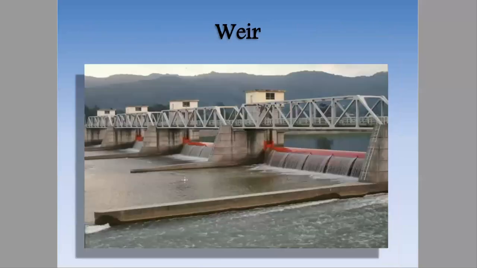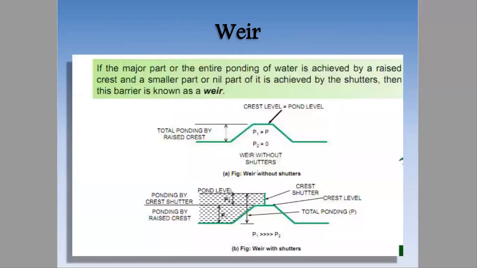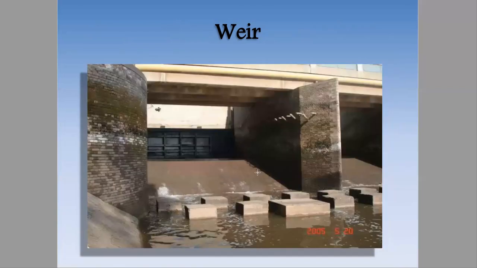This is a weir and you can clearly see there are no gates over here. Water can flow only by overflowing this structure. Here you can see this is overflow. This is another example, when the water is not flowing. And here, if a gate is present there, then it will become a barrage.